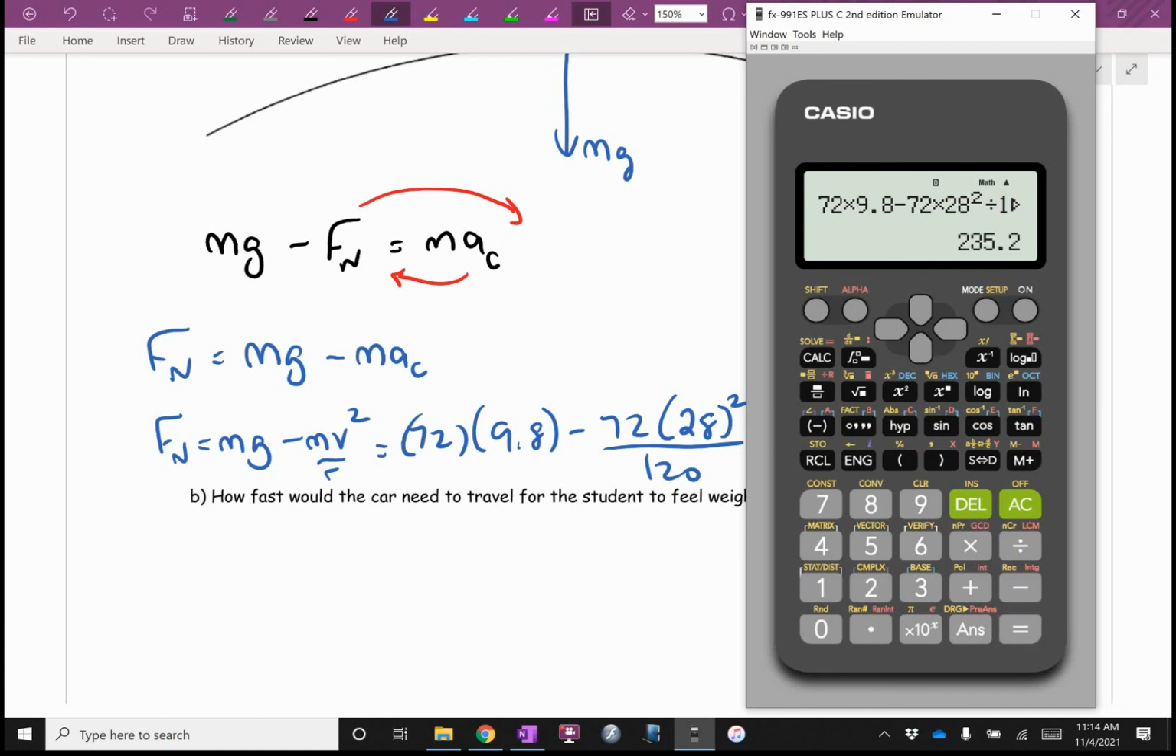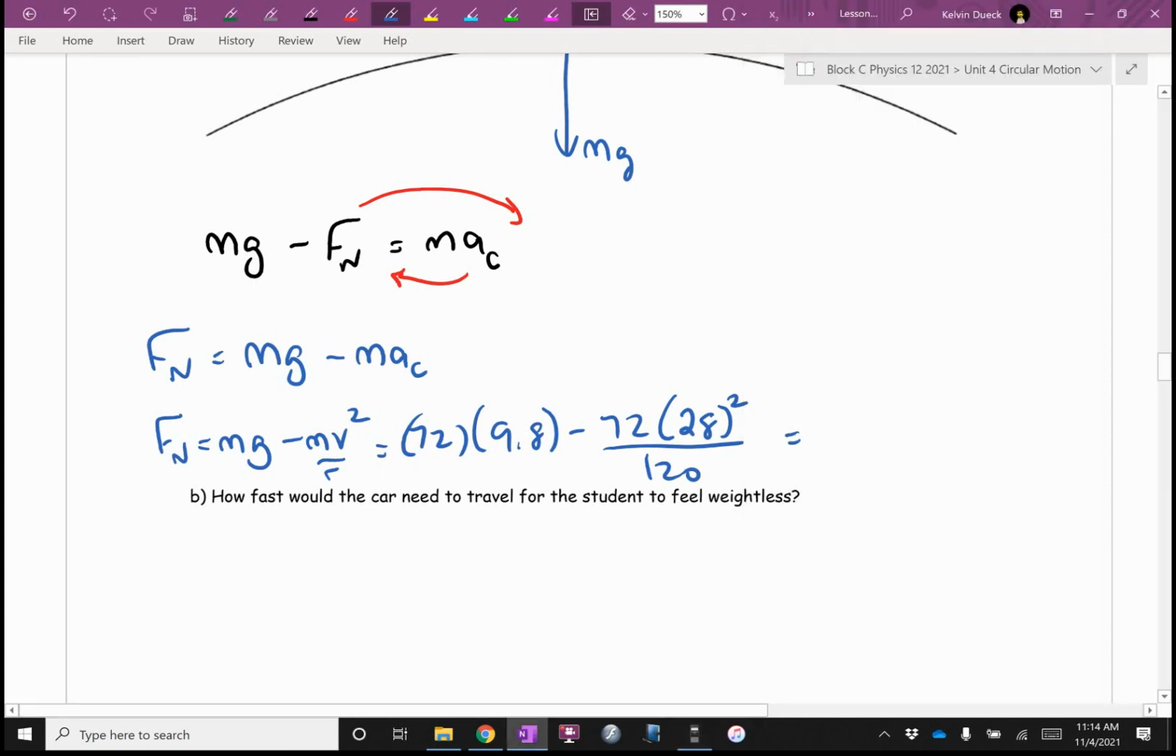Do you get 235.2? Question? Is it m times v squared over r, or is the m also equal to r? They both are, but you only do it once.